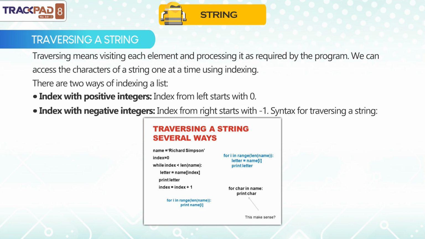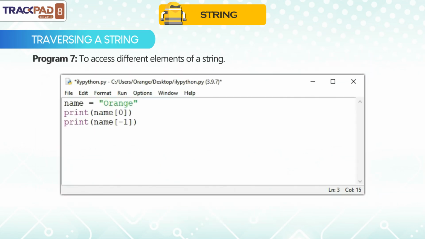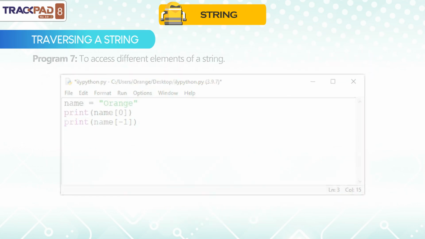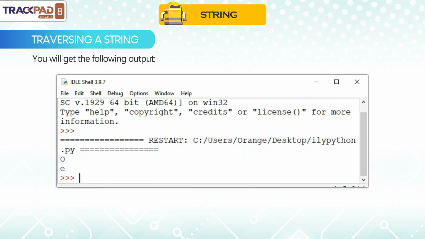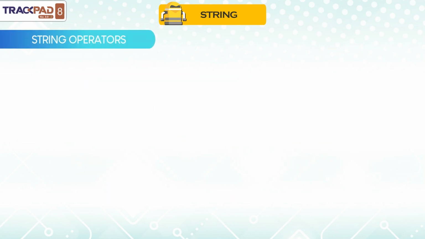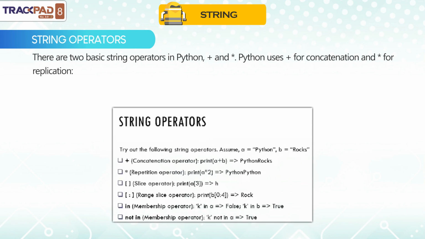Syntax for traversing a string. Program 7 to access different elements of a string. You will get the following output. String operators. There are 2 basic string operators in Python, plus and star. Python uses plus for concatenation and star for replication.